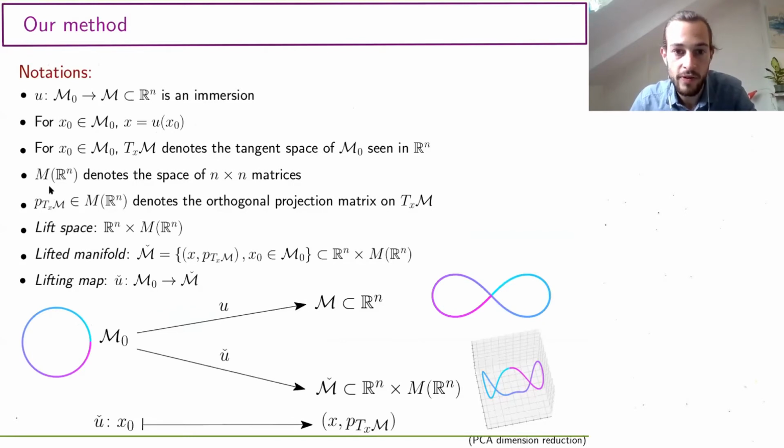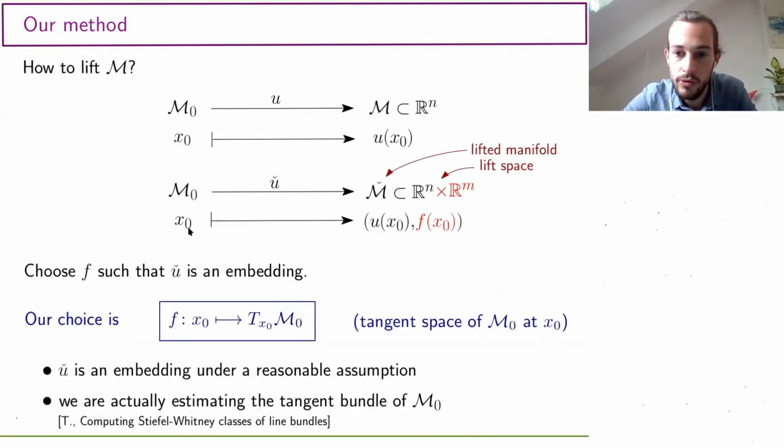MRN is the space of n times n matrices. And when I have a tangent space, TXM, I will consider the matrix PTXM, the projection matrix on the tangent space. And our lift space will be this product, the Euclidean space times the matrix space. So it corresponds to this lift space here.